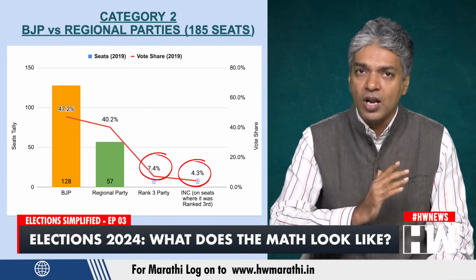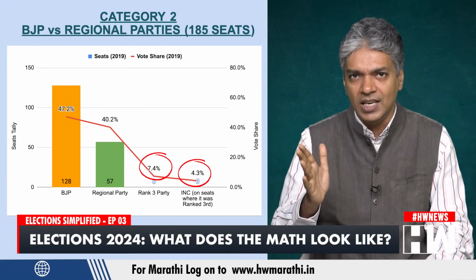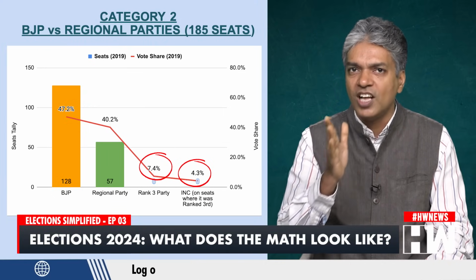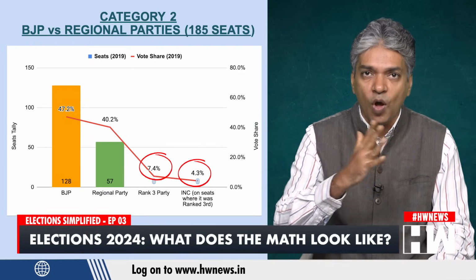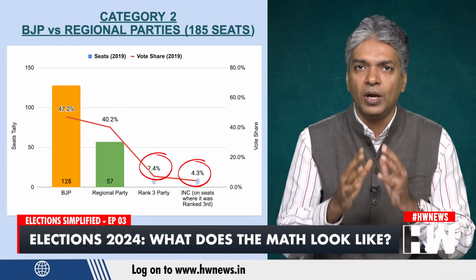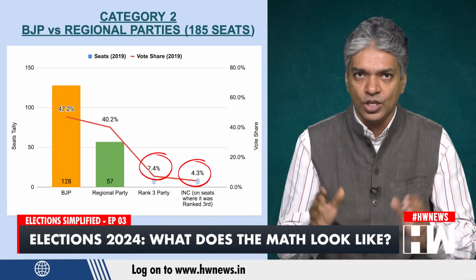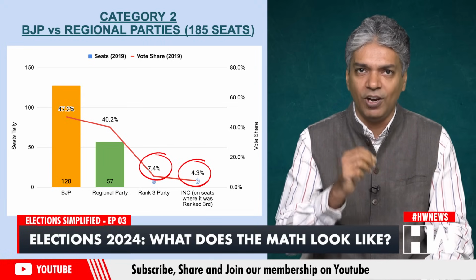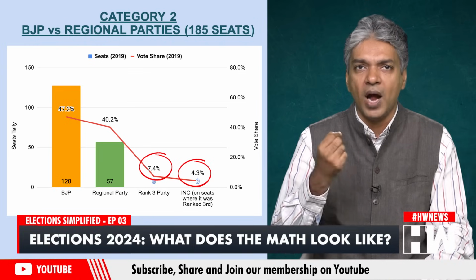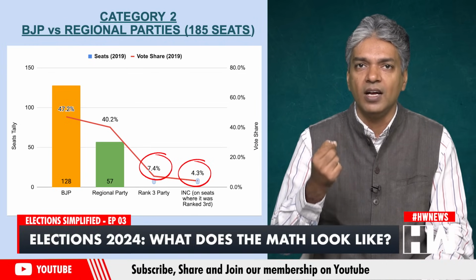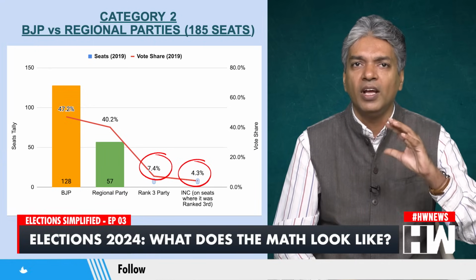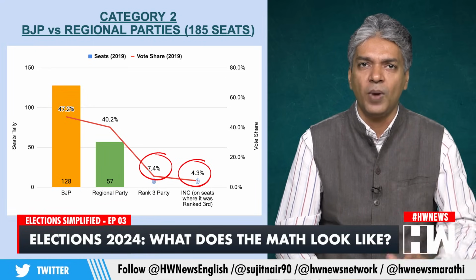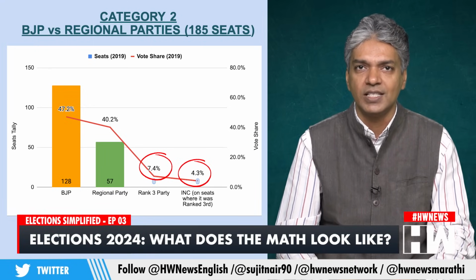So if the Congress does not contest on these 88 seats and is able to transfer the votes to the regional party of the INDIA bloc, then the contest could become tighter on these seats. So the Congress needs to play second fiddle here and let the regional parties take the fight against the BJP. Its limited vote share could yet prove handy to the regional parties on these 185 seats.